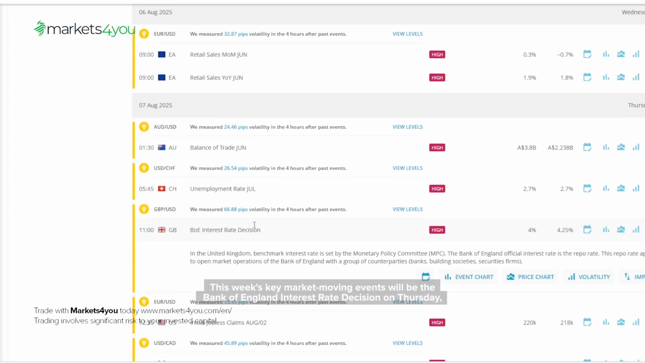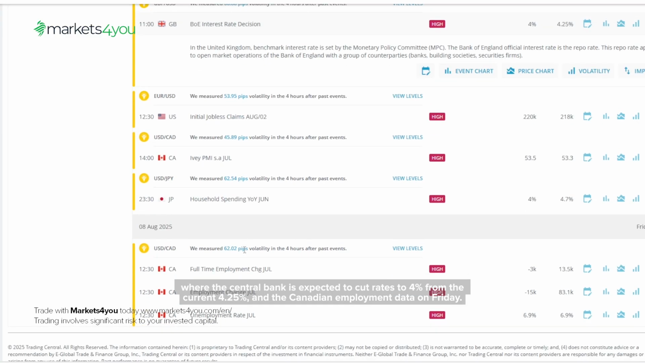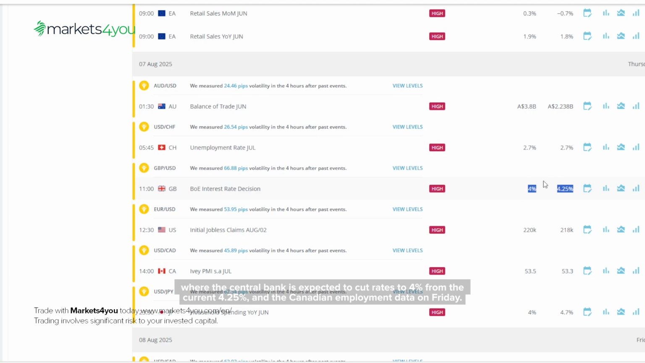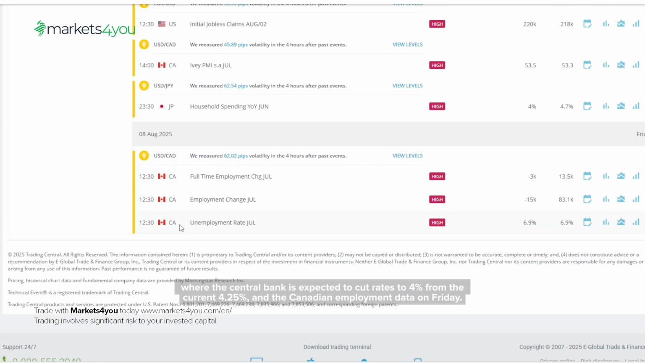This week's key market-moving events will be the Bank of England interest rate decision on Thursday, where the central bank is expected to cut rates to 4% from the current 4.25%, and the Canadian employment data on Friday.